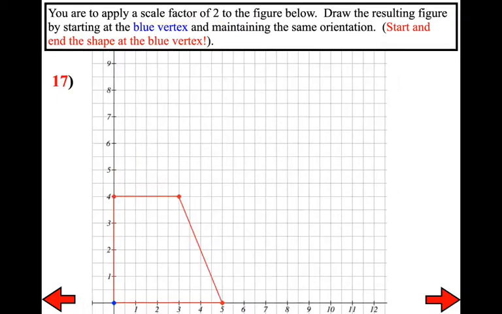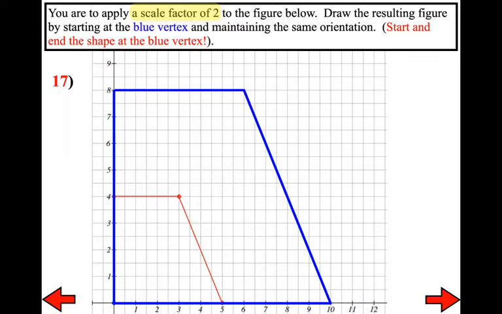Okay, so the next problem is just more of the same. I think I'm just going to zip through that one really quickly. I'm applying a scale factor of 2. Notice that each side length is twice as big.